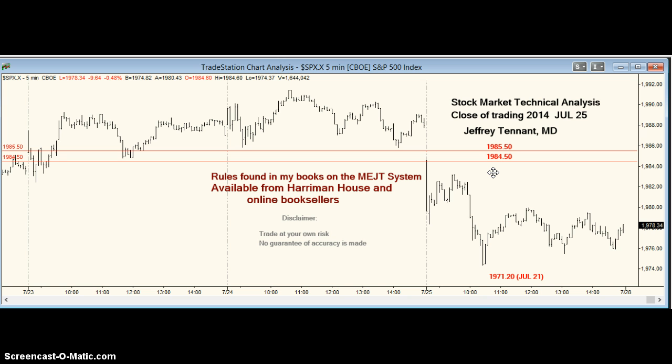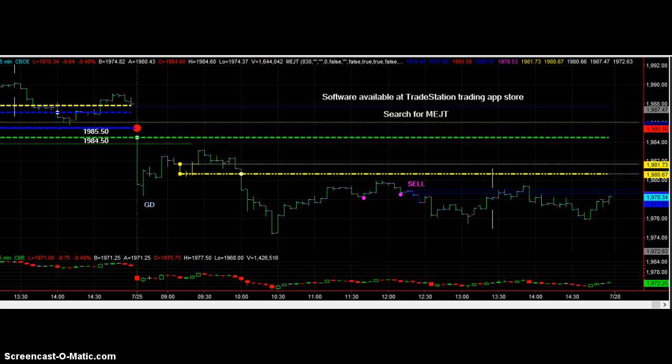We had some targets from Wednesday, which printed today: 1985.50, which I thought would print yesterday but actually printed on the open, and 1984.50, which did print within its preferred time frame. The software identifies those prices.